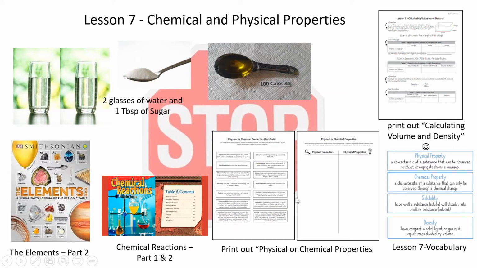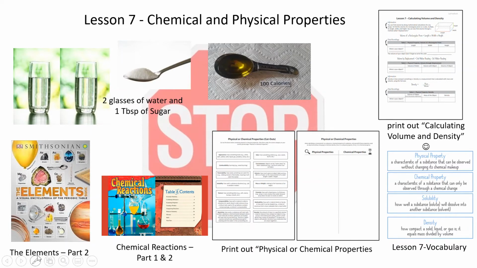I want you to have all of these things printed out: a calculating volume and density sheet. There's also physical or chemical properties, which has 2 pages, and the vocabulary. Get that printed out too and read them over, and then also put them on your science wall. We are probably going to wait and talk about these more in class on Thursday, but it would be good for you to know for some of these activities you'll be doing.